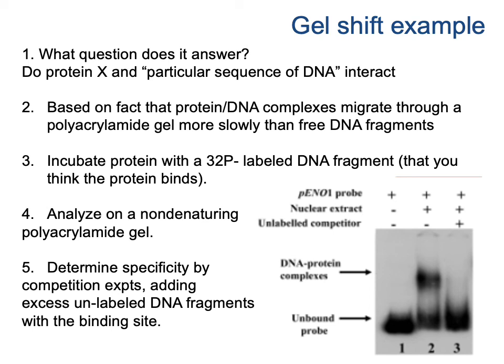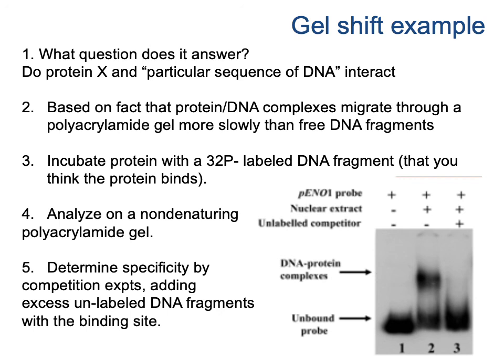And lastly, which I've labeled as number 5 on the left, you can ask if it's a specific interaction by adding an excess of unlabeled DNA fragments. They call that a competitor, and what that means is that it basically prevents that interaction from happening. So that's a good control. In lane 3 on the gel, we no longer see the shift. So I just wanted to briefly explain what gel shifts are. It's a new method we haven't talked about to study protein-DNA interactions.